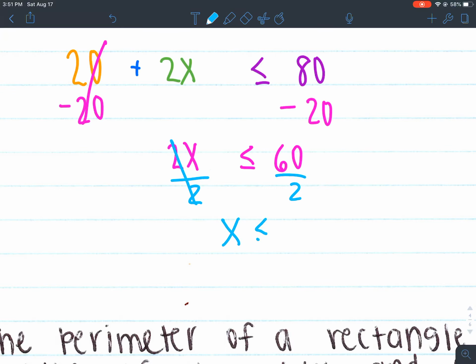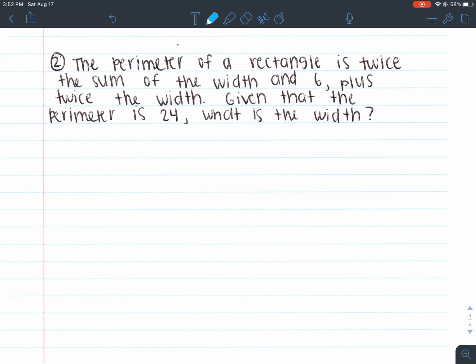All right, last one. The perimeter of a rectangle is twice the sum of the width and 6, plus twice the width. Given the perimeter is 24, what's the width? All right, so that was a lot of information. So go ahead and read that one more time to yourself, kind of digest that and be like, what did I just read? Okay. The perimeter of a rectangle is twice the sum of the width and 6, plus twice the width.